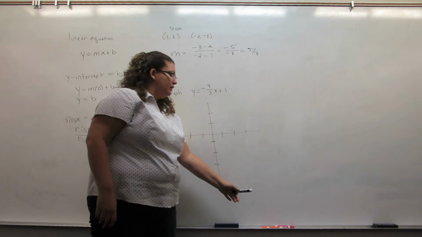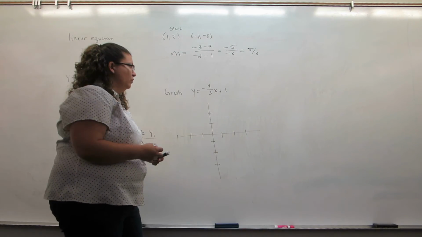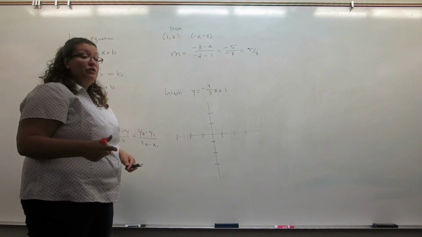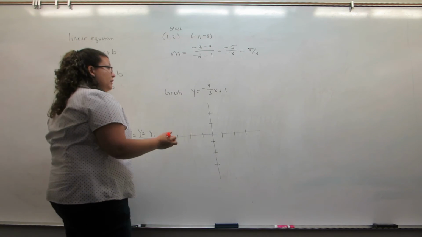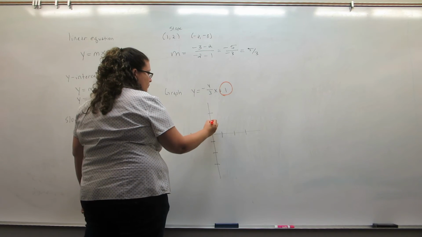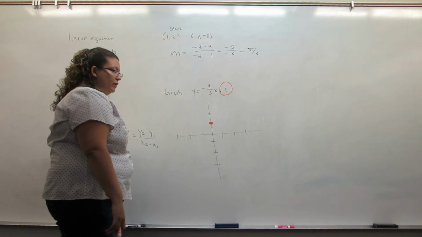When it starts in y equals mx plus b form, we have all the information we need. To graph a line, you need 2 points. The first point is always the y-intercept. So plus 1 means we have a y-intercept at plus 1.